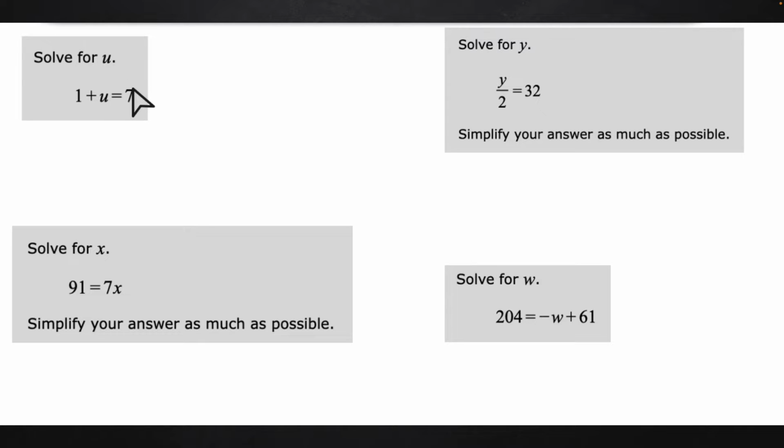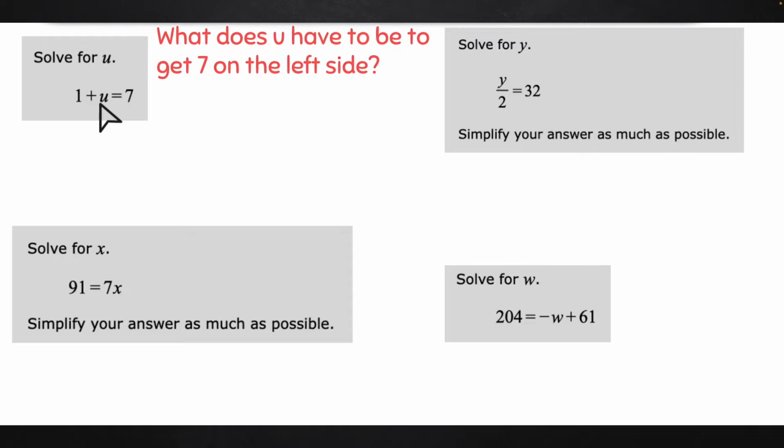So to look at it algebraically, I'm looking at this as a positive 1, and this positive doesn't actually belong to the u. It's the fact that there's no negative in front of the 1 means that it's positive. So 1 is being added on the same side as u. So I would undo the 1. So it says, what does u have to be?